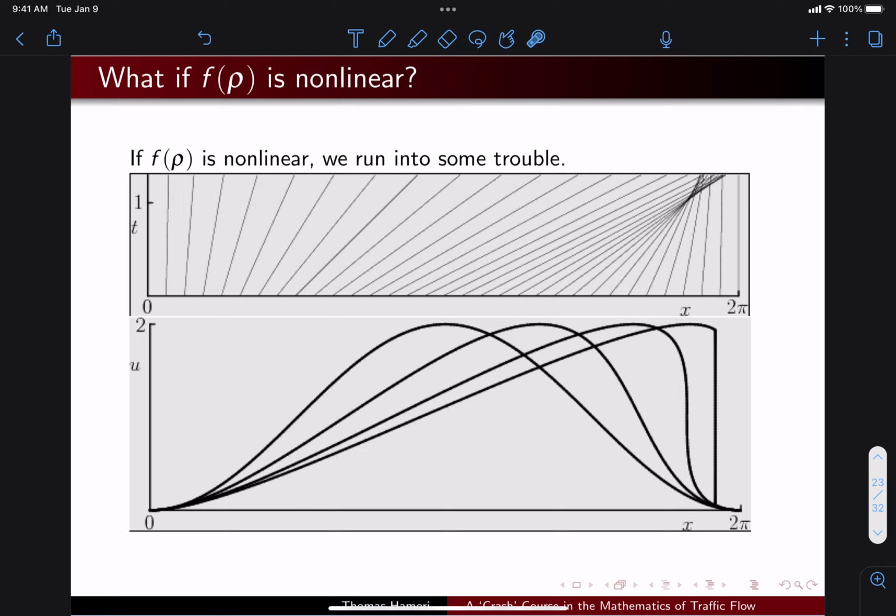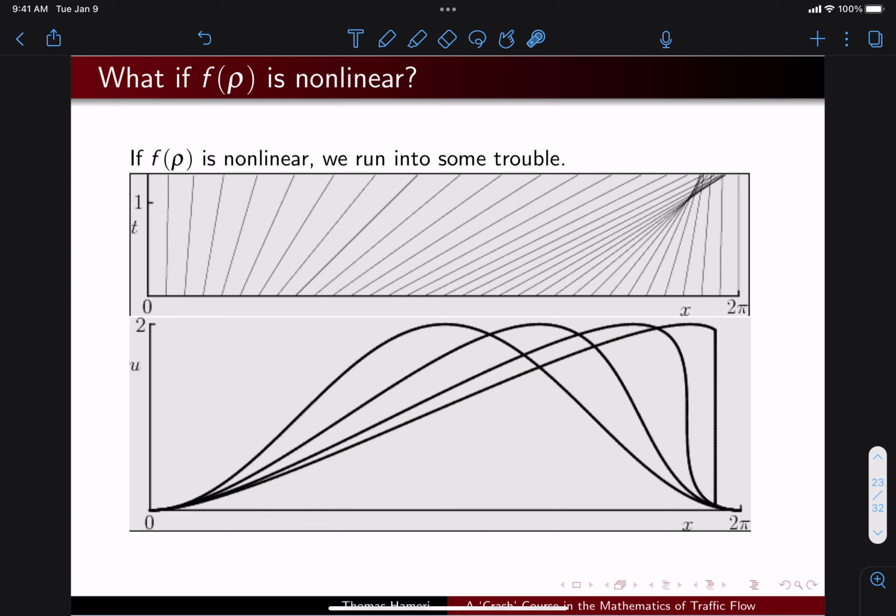So what's going to happen? Everyone's moving to the right, but the folks in this region are moving to the right very slowly, whereas the folks in this region, what are they doing? They're moving to the right very fast. So fast, in fact, that they're going to catch up. Not only are they going to catch up to the people in front of them, that's going to cause the traffic density to increase even more, right? And when this happens, we end up with something like this, right? And this is very bad.